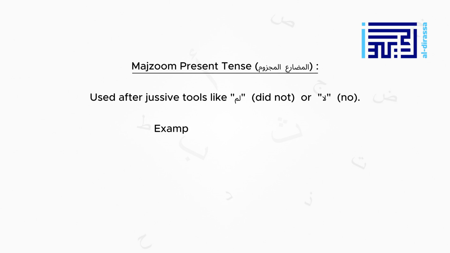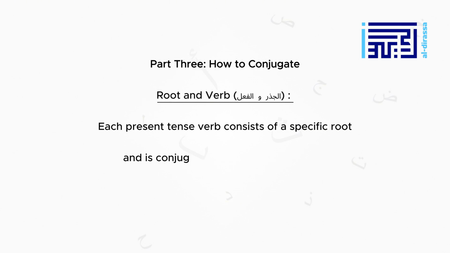أريد أن أكتب. Majzum present tense, al-modari' al-majzum, used after jussive tools like lem, did not, or la, no. Example: he did not write. لم يكتب. Part 3. How to conjugate root and verb, al-jadhr wal-fi'l.